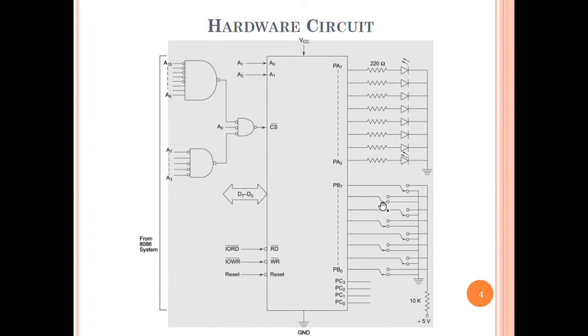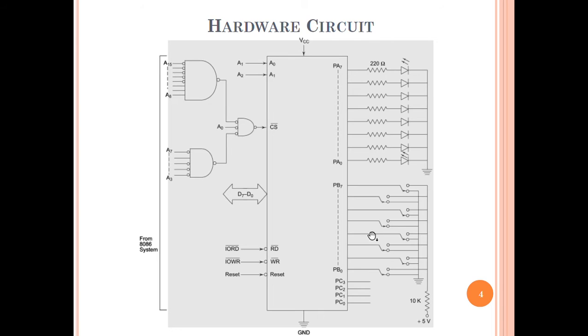If it is on, then 1. If it is off, then 0. Similarly here for the LEDs. And then the C lower, this is C lower from C0 to C3, PC0 to PC3. This will display the number of switches that are on.